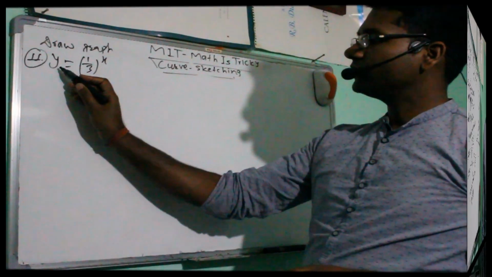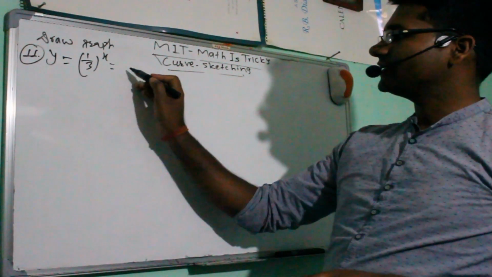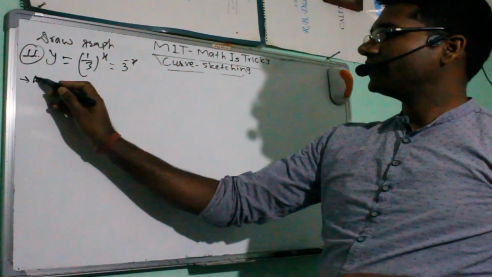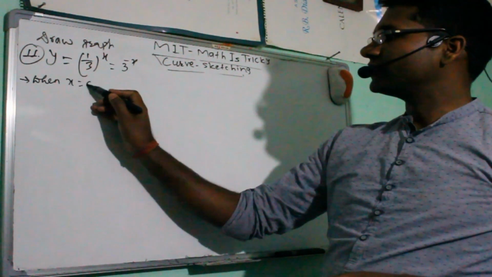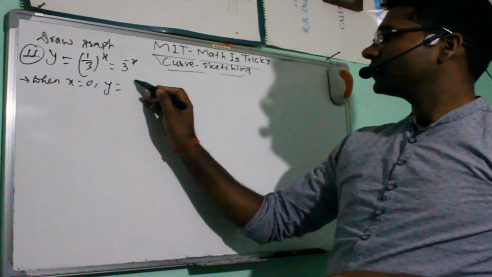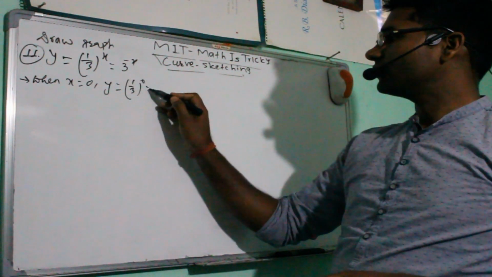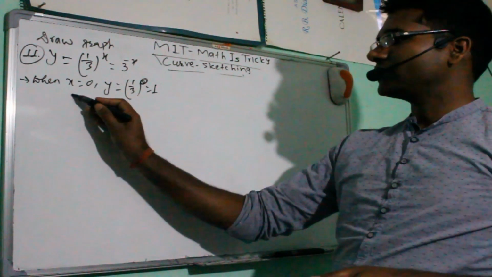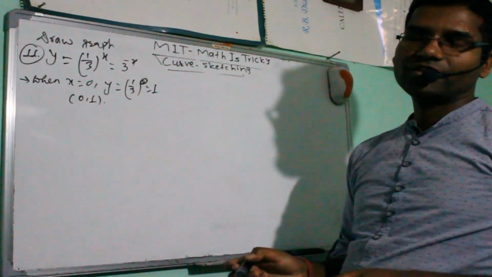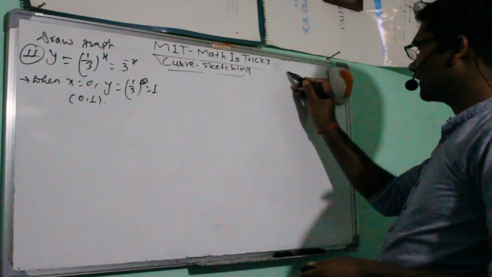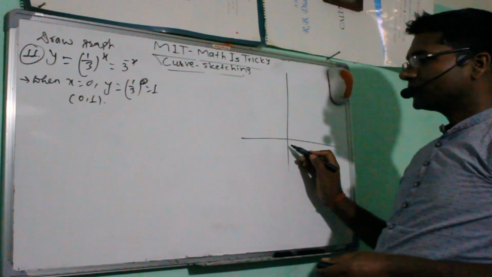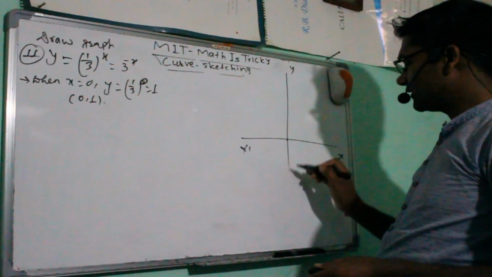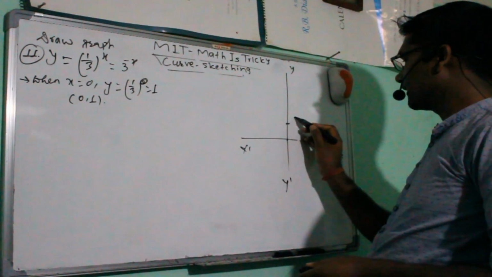Now y equals 1 by 3 power x. It can be written as 3 power minus x, isn't it? So when x equals 0, y equals 1 by 3 power 0, which is 1, isn't it? Something power 0 is 1. It means it passes through 0, 1. It doesn't pass through the origin. So let's draw a graph also. For x equals 0 it is 1: the point 0, 1.